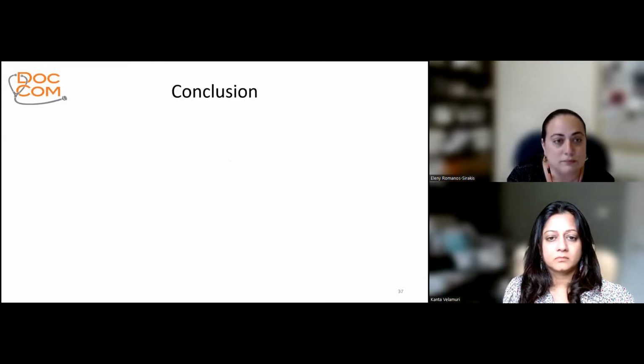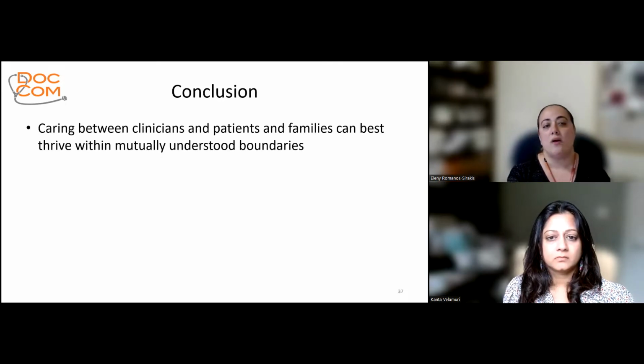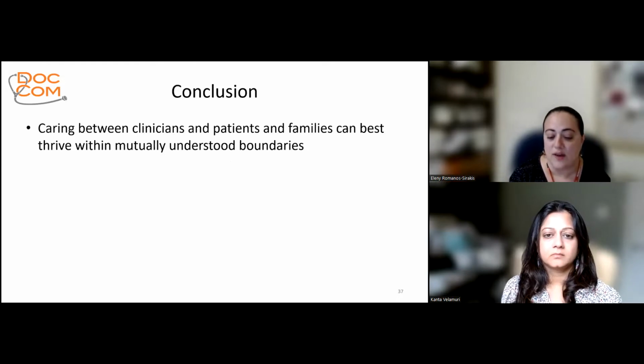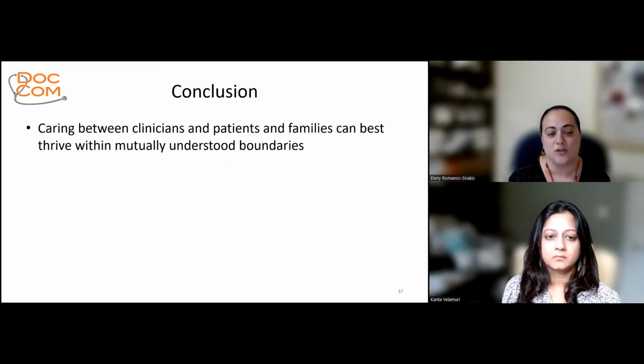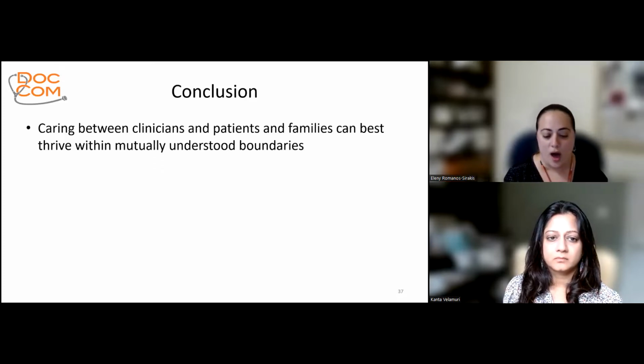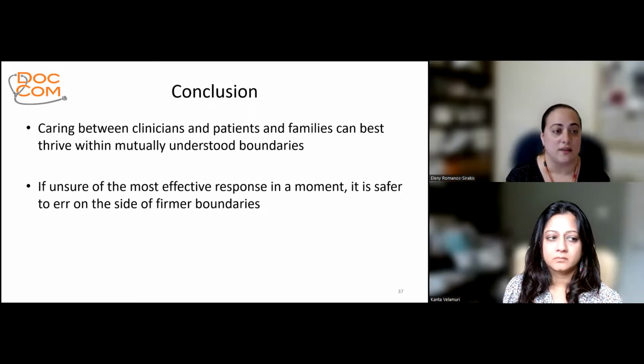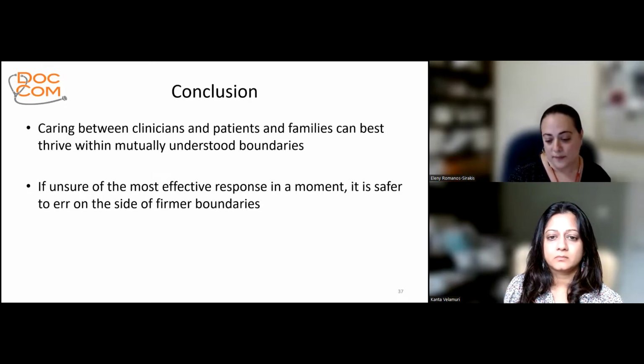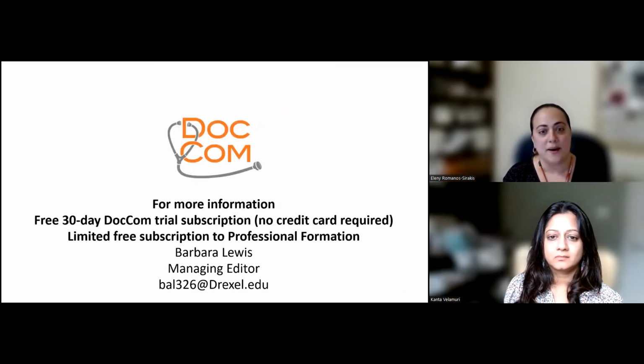Next slide. So just a couple of conclusion points, and then we're happy to open up discussion. Caring between clinicians and patients and families can best thrive with mutually understood boundaries. We have to make those limitations clear and stick with them. And if you're unsure, again, a lot of these scenarios may not be black or white. There's a big gray zone. And most scenarios really aren't at the extreme. If you're unsure of the most effective response in a moment, it is safer to err on the side of firmer boundaries, and then to pull back rather than to go the other way. And I thank you for your time.